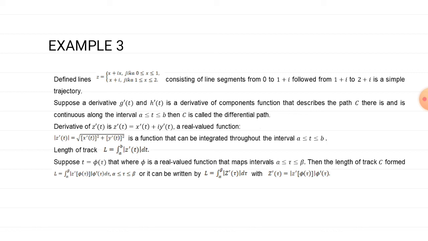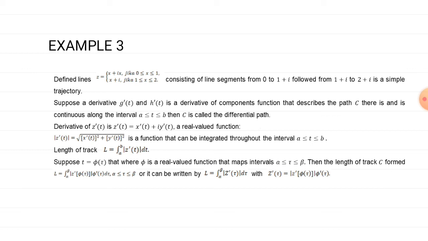Suppose the derivatives g prime t and h prime t, which are derivatives of the component functions that describe the path C, exist and are continuous along the interval a less than or equal to t less than or equal to b, then C is called a differentiable path. The derivative of C is C prime t equals x prime t plus i y prime t.